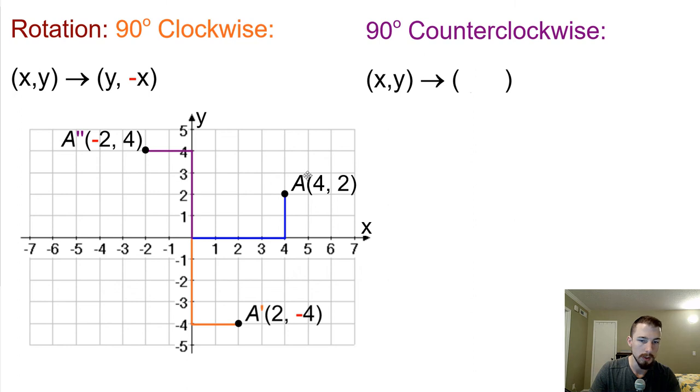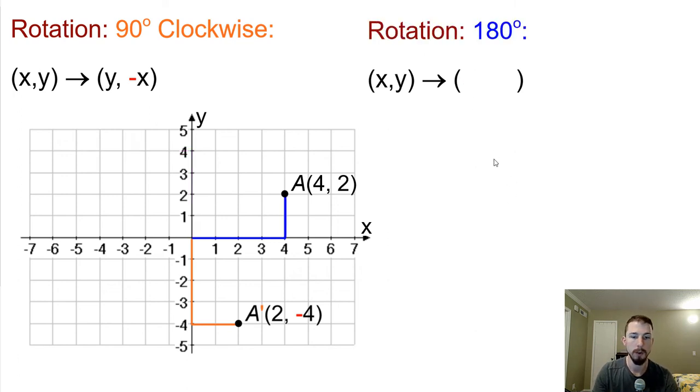So again, we switched the order. 4 and 2 is now 2 and 4, but we made the first one opposite. So that's going to be negative Y and X. So if you notice, both of them were switching the direction. Then on 90 degree clockwise, we make the second one opposite, and we make the first one opposite for counterclockwise.